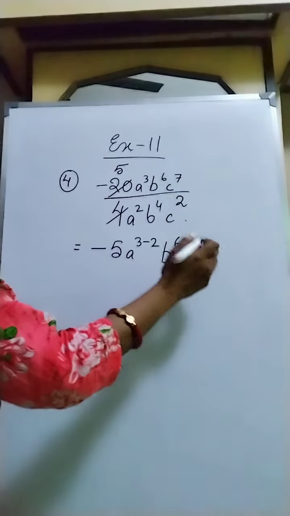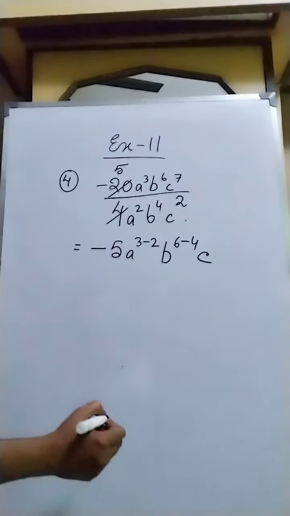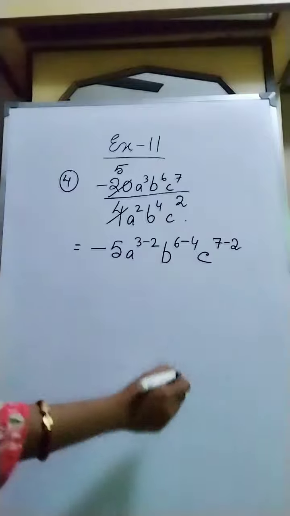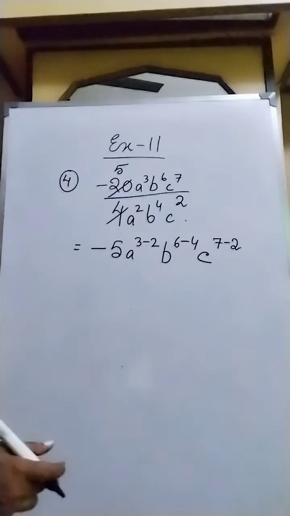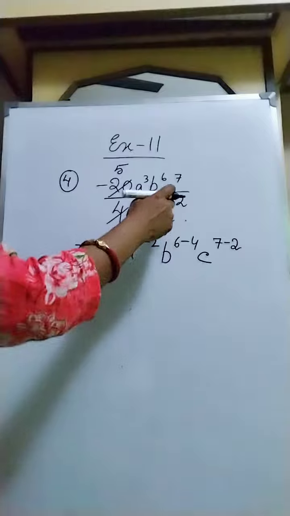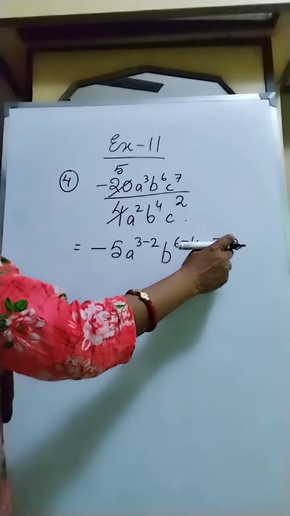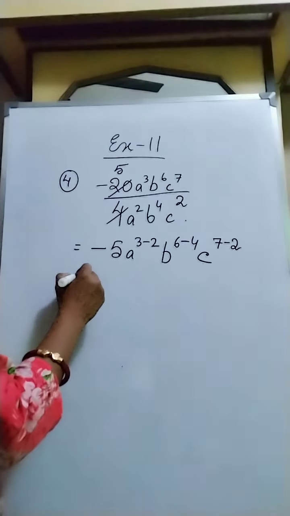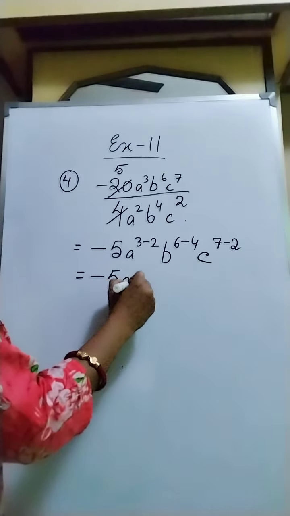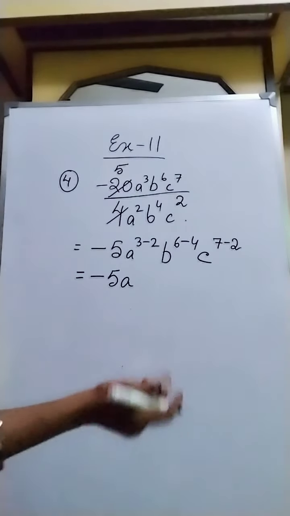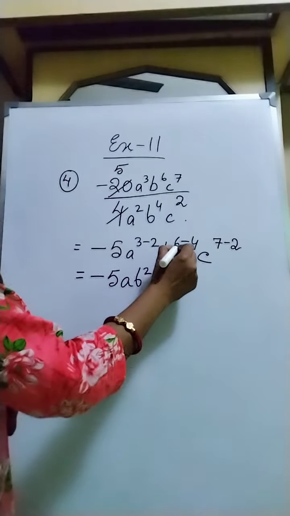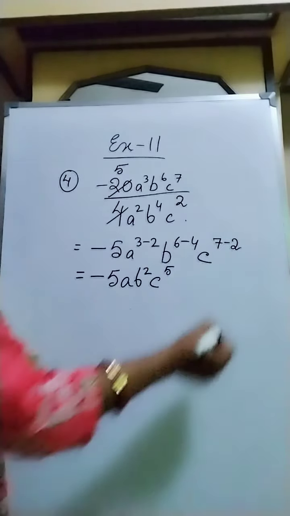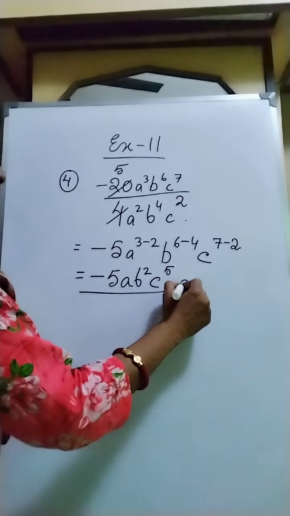Again you will write c because c is the next variable. Here also you will write 7 minus 2. Why? Because c to the power 7 is in the numerator and c to the power 2, that is c square, is in the denominator. So 7 minus 2. Why minus? Because in case of division you have to subtract the powers. So what you are getting is minus 5a to the power 1. Power 1 you don't have to write. b square because 6 minus 4 is 2, and c to the power 5 because 7 minus 2 is 5. So this is the answer of sum number 4.